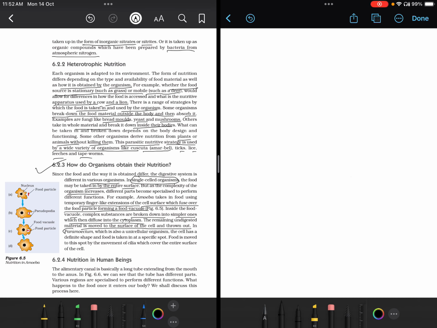Now, in Paramecium, which is also a unicellular organism, the cell has a definite shape and food is taken in at a specific spot. Food is moved to this spot by the movement of cilia, which cover the entire surface of the cell. Now, coming to the Paramecium.